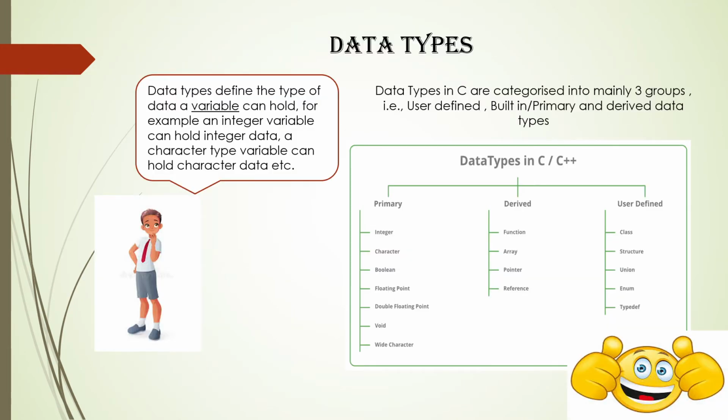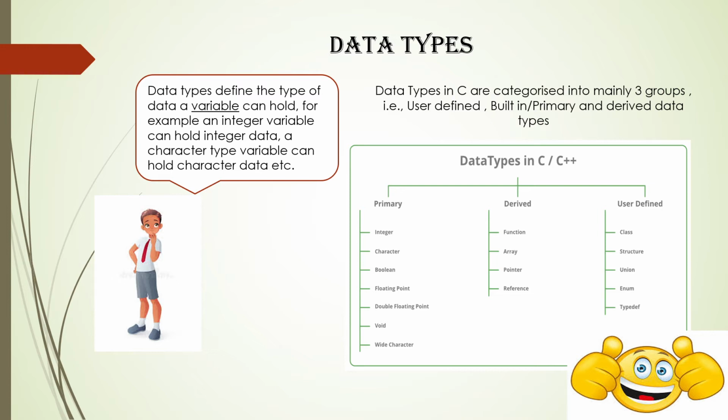So now comes, guys, data types. I think as of now you all came to know what a data type is, and we have talked a lot about it. But let's see it here also for our better understanding. Data types in C define the types of data a variable can hold.